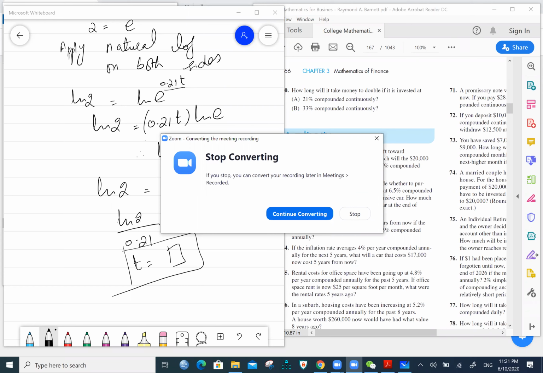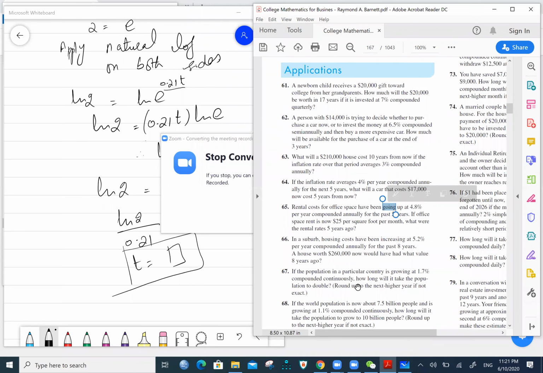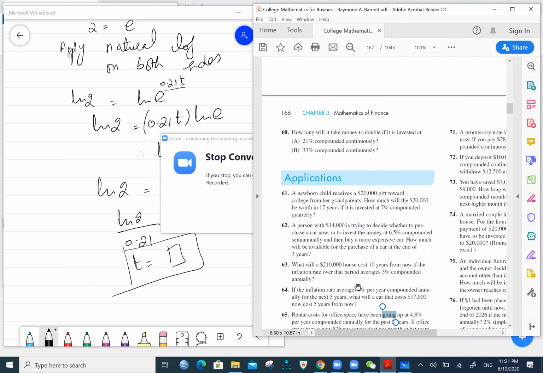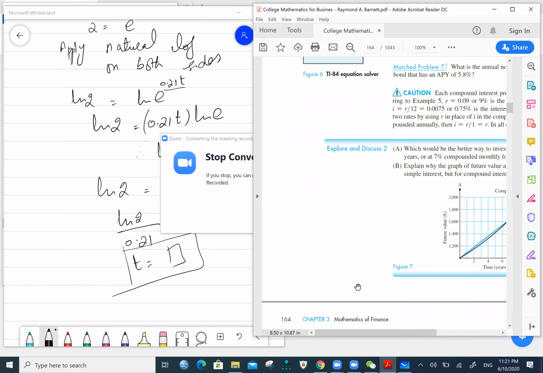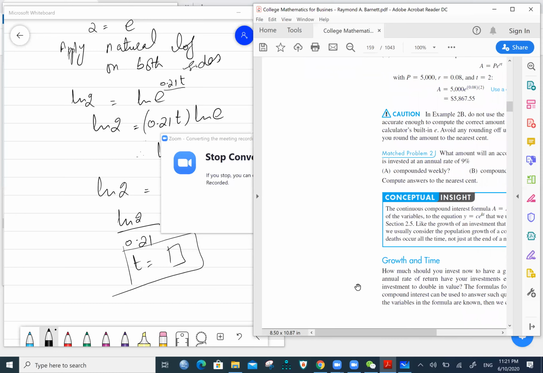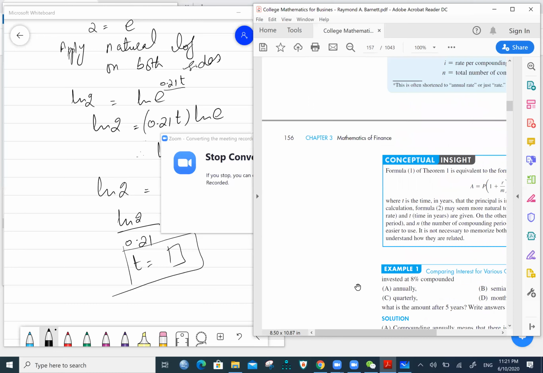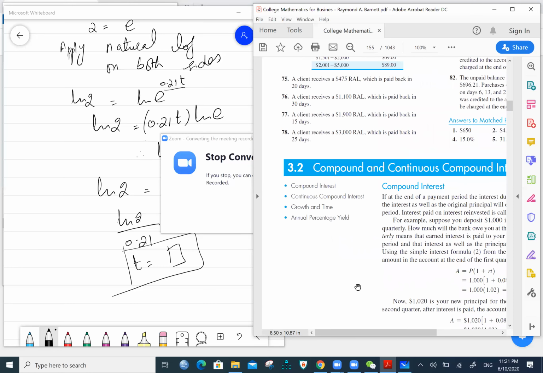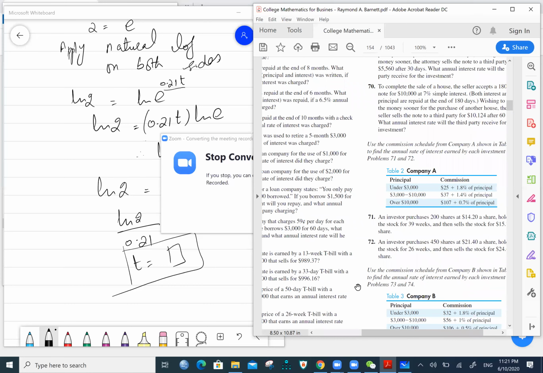I have a question. This is from 3.1. Question 69. It's in applications. Page 153 for me. Can you see my book? Here it is, 69.